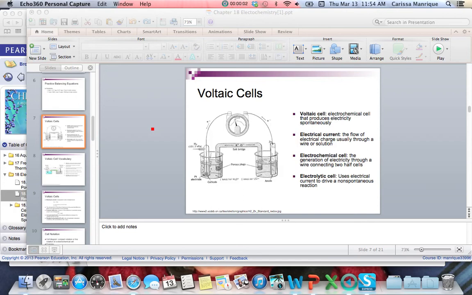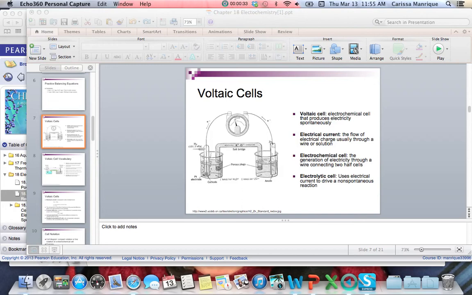Some vocabulary. There is a voltaic cell, and this is the electrochemical cell that produces electricity spontaneously. So here is a setup of a battery, and I'll explain this a little bit more in this podcast. If electrical current occurs spontaneously, so basically it produces an electrical current when you set up the battery, this is called a voltaic cell. Okay, and that's all your batteries.